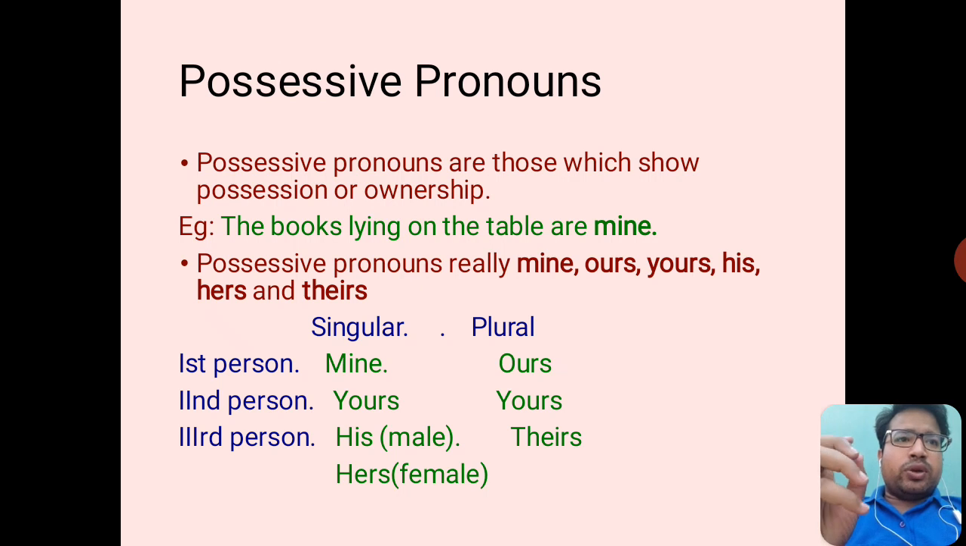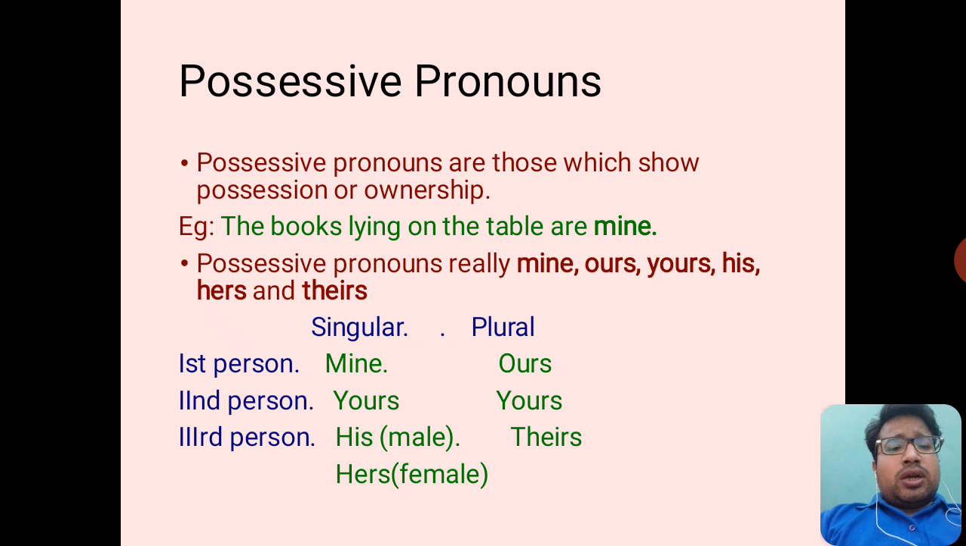If a pronoun shows that something belongs to us, or that the ownership of something belongs to a certain person, then that pronoun is called a possessive pronoun. Example: the books lying on the table are mine. So here the word mine suggests that the ownership of the books lies with me.